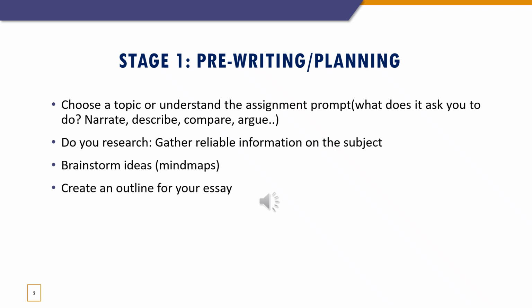Once you have understood the assignment, you start doing your research by gathering reliable information on the subject. You can use credible sources like books, journals, or the internet to gather information. Once you finish with your research and reading, you brainstorm ideas and create mind maps. Here you select the most relevant ideas that you would like to include in your essay. And finally, you create an outline.